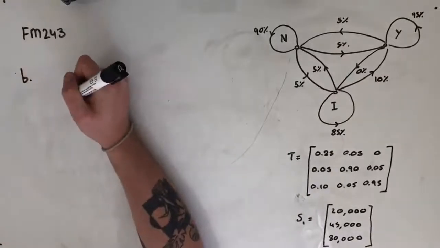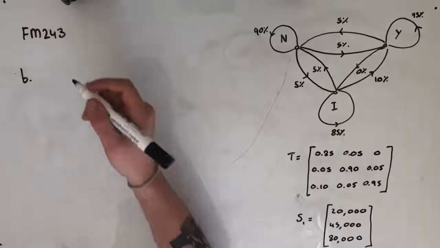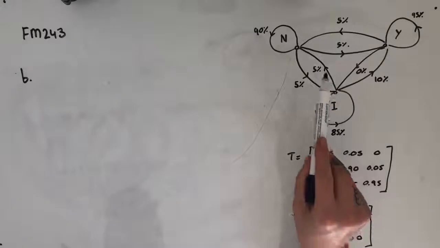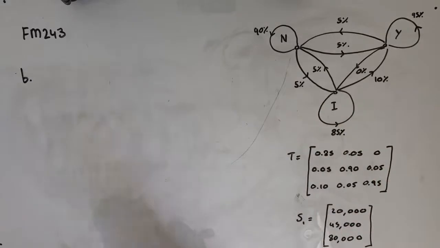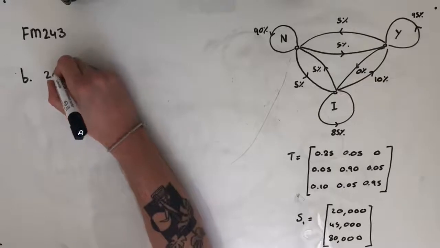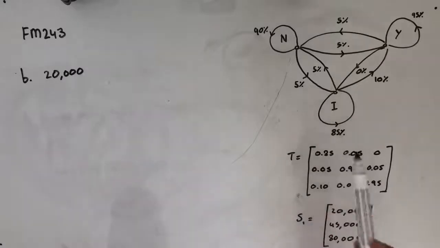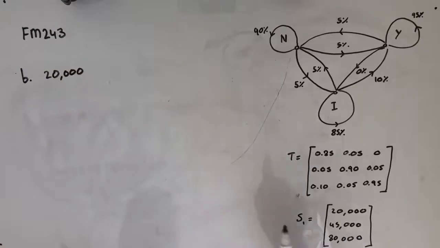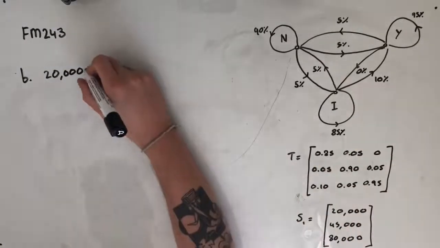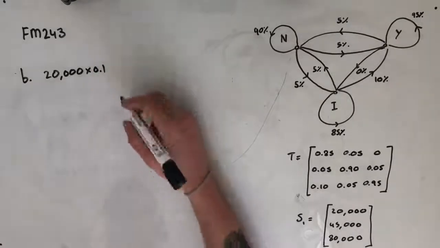B asks, how many citizens are expected to change their vote to yes next month? So we'll be looking at the people who are indifferent and the people who were a no, and how they transition over to yes. So let's start with the 20,000 people who are indifferent. The percentage of them who will change to a yes is 10%. So we're going to times our 20,000 by 0.1 to find 10% of it.